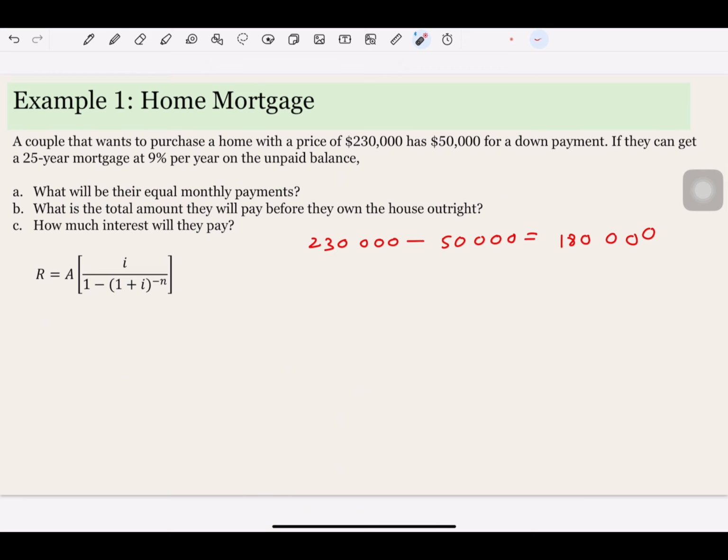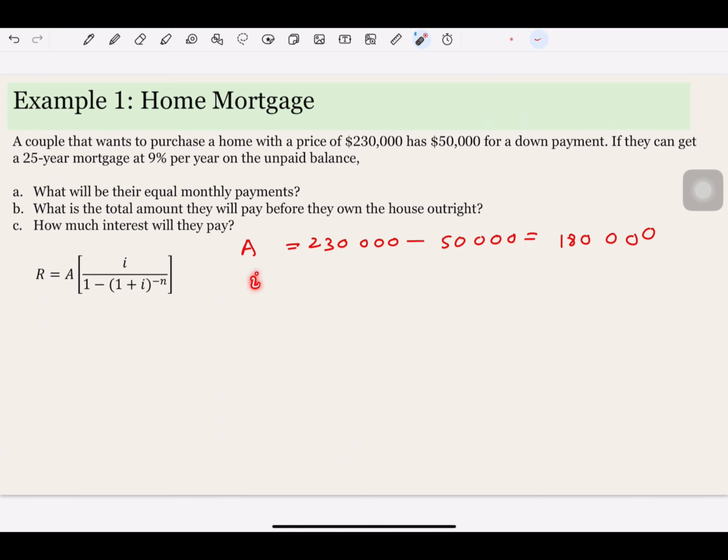So here what you have to do is find the monthly payment, and also calculate how much they have to pay in total, and the total interest value as well. To calculate this, you have to use the amortization formula, which is over here. To use that formula, you have to calculate A, i, and n. So here in this formula, A is going to be $180,000.